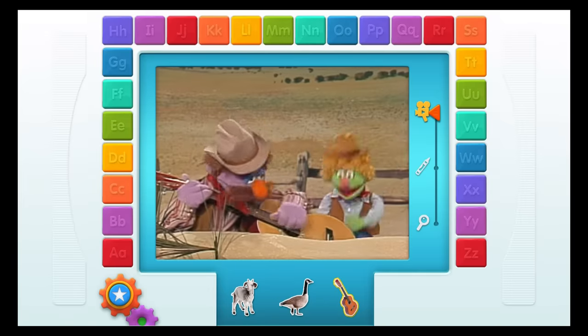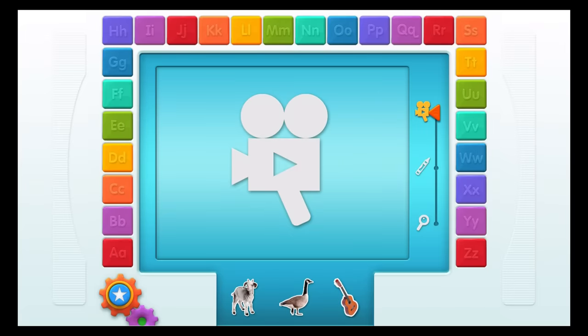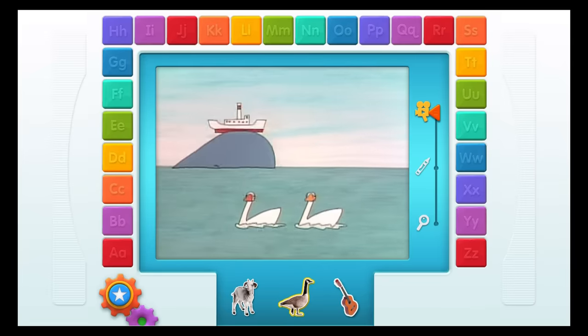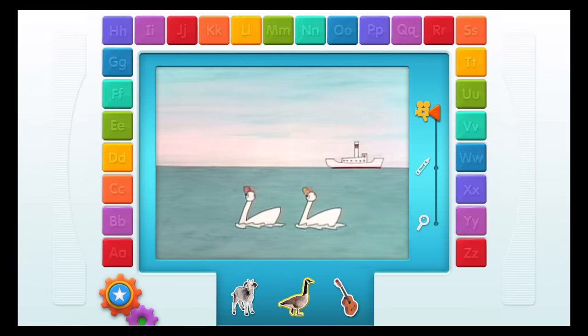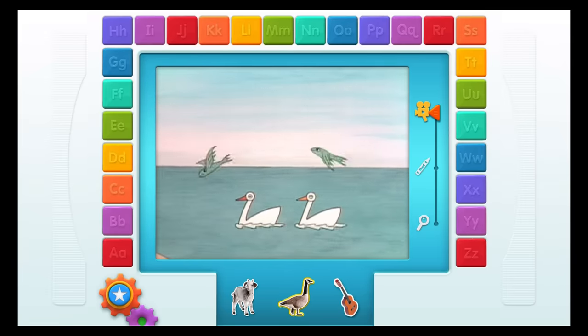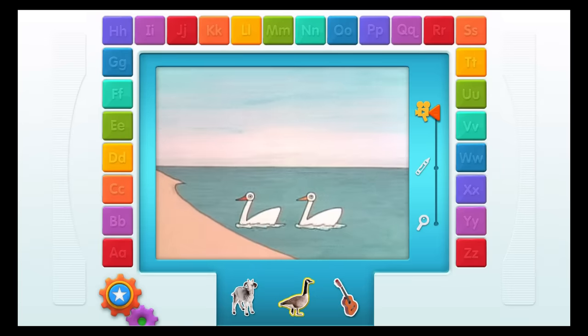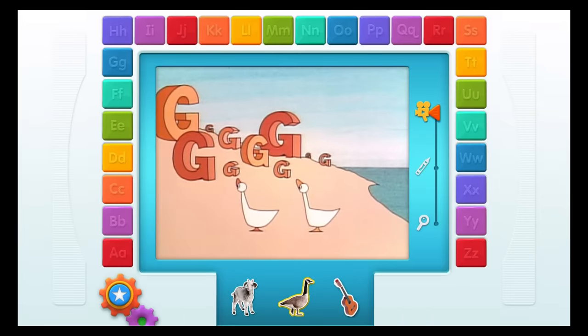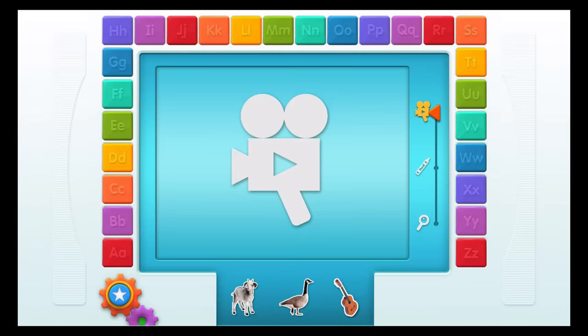Gee, guitar. Touch something else. Gee, goose. The goose and the gander went on a trip over the rolling seas. They paddled away for a year and a day till they got to the land of the G's. Gee, goose. Touch another thing that starts with your letter.